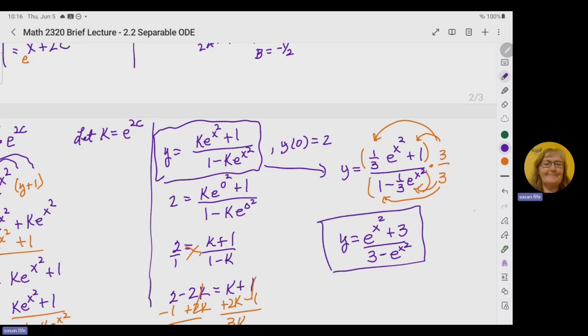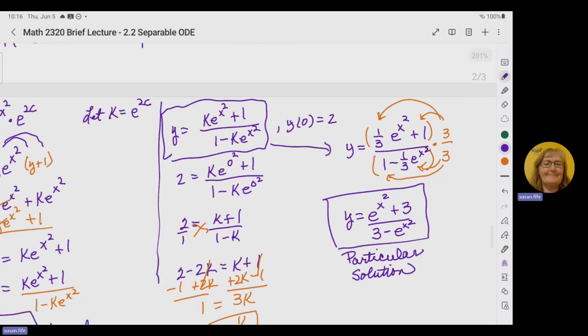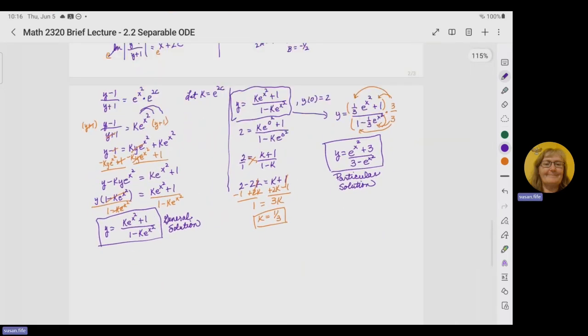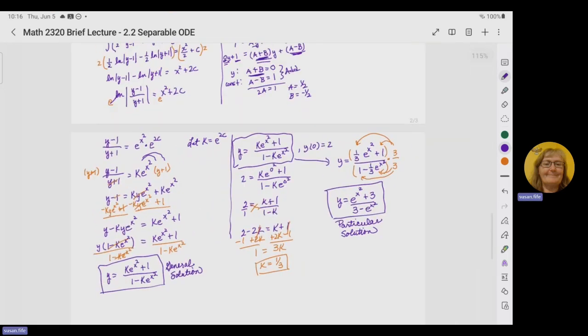And this is called the particular solution, or the solution that corresponds to the initial value problem. And that finishes the brief lecture for 2.2.